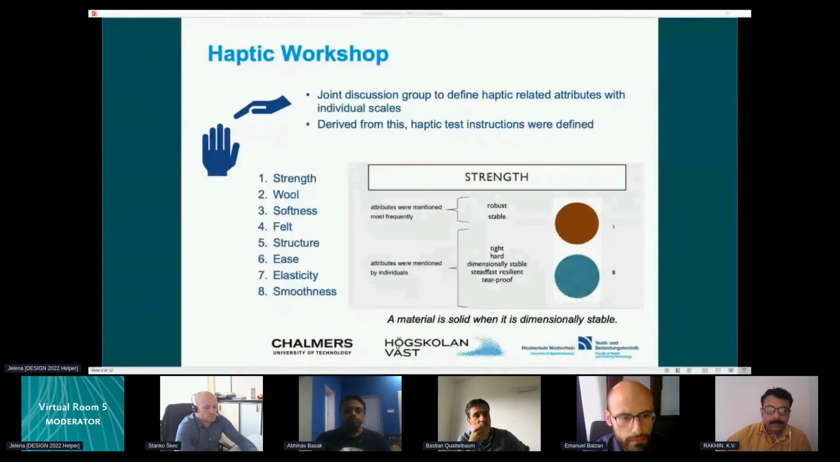And there you see on the picture on the right how they discussed it together, what the different attributes or wordings and expressions were that they used, and how they clustered them together. And at the end, there was a short definition which says, okay, strength: a material is solid when it is dimensionally stable.